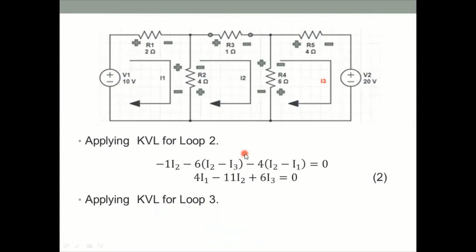Similarly, applying KVL for loop 3, we get the equation as plus to minus. So minus 4 into I3, plus 2 minus again, so minus 20. Next plus 2 minus again, so minus 6 into (I3 minus I2). So minus 4 into I3 minus 20 minus 6 into (I3 minus I2) is equal to 0. If you solve, you get this third equation.